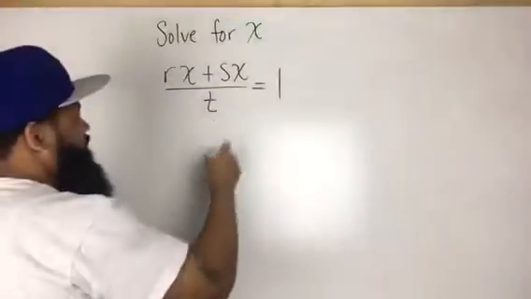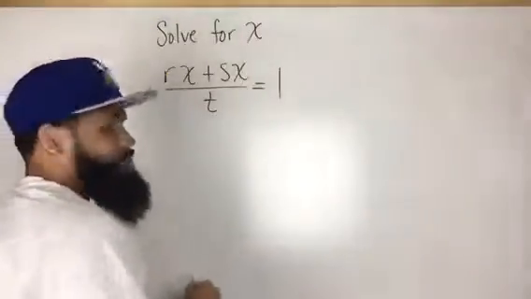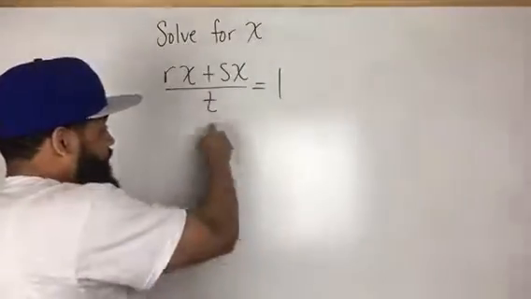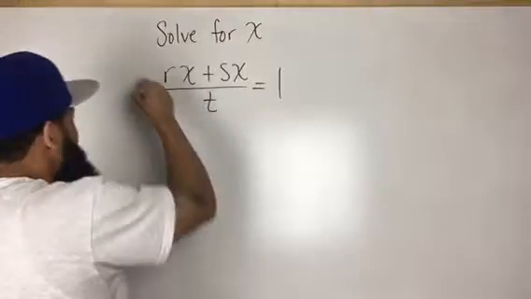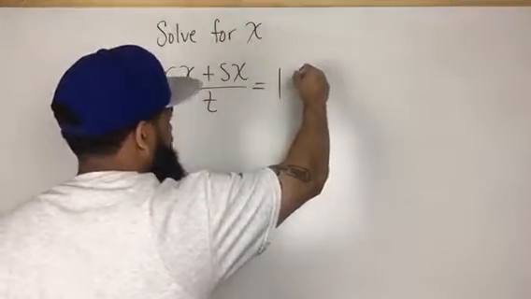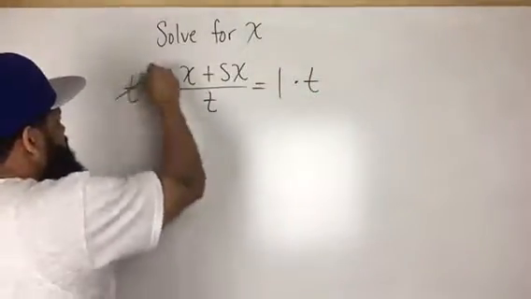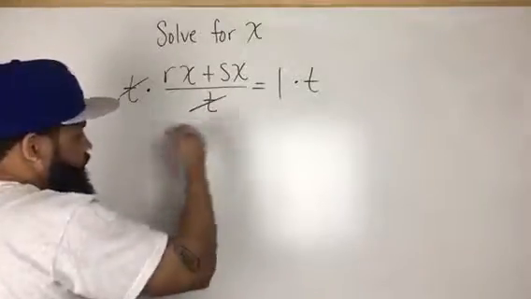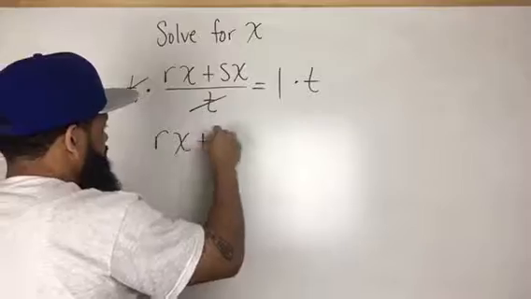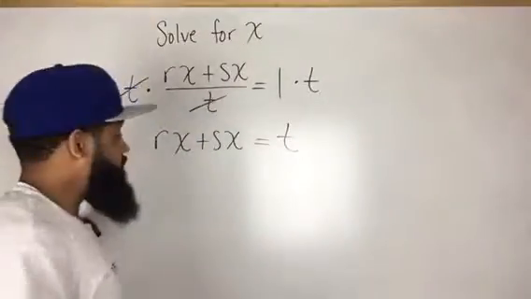So in this case, if I want to get x by itself, let's go ahead and get rid of this fraction and take t to the other side. Well, a fraction bar represents division, and the opposite of dividing by t is multiplying by t. So on both sides, I'm going to put times t, here times t. Or you could put it in parentheses. It's up to you. All right, so here t divided by t is 1, so I'm left with rx plus sx, and that equals t. Same thing as the previous example.